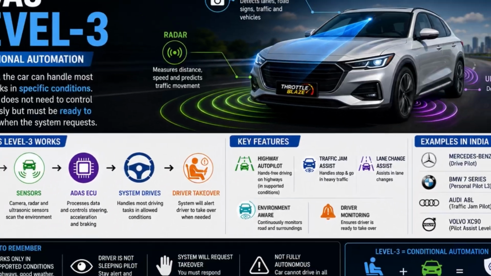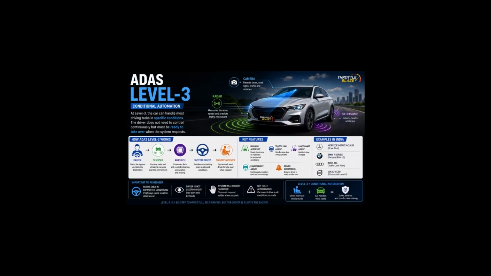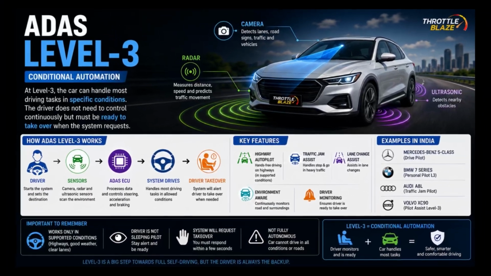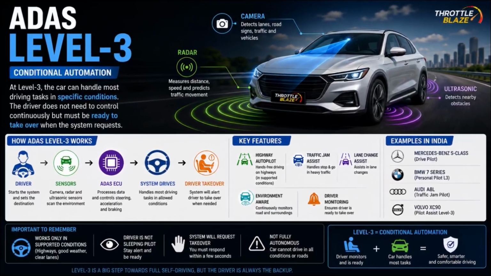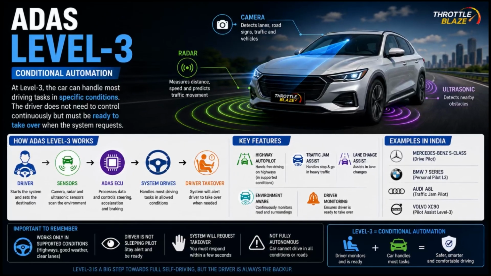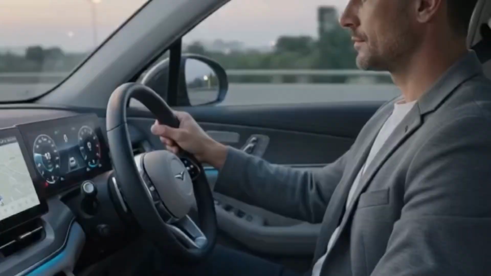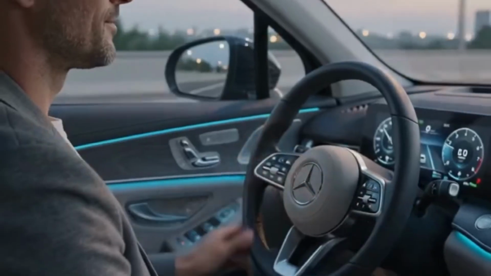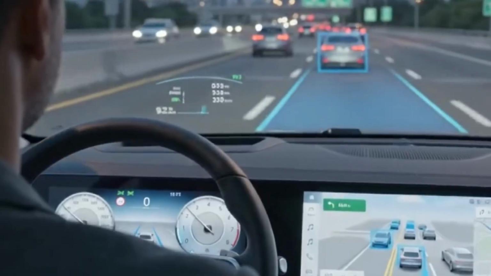Number 4. ADAS level 3. Conditional automation. In level 3, the car can drive by itself in specific conditions such as on approved highways or in slow moving traffic. Unlike level 2, the driver doesn't have to continuously monitor the road while the system is active. However, if the car asks the driver to take over, the driver must be ready to take control within a few seconds.